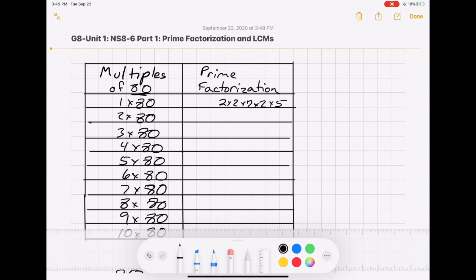So now I'm here, and what you can see, 80 is going to be the same all the way down. So I'm just going to duplicate this all the way down, and you can do the exact same thing, because the prime factorization of 80 is never going to change. All right.